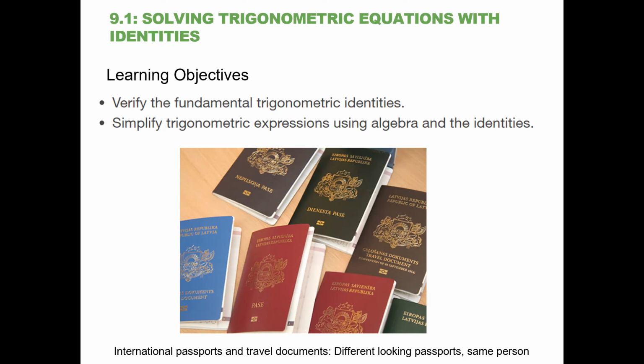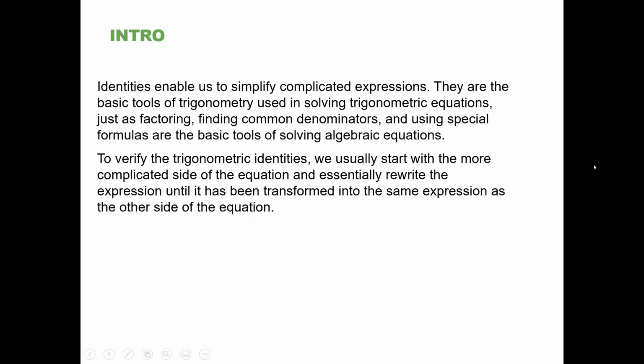And here on this picture, we see different passports, and it says international passports and travel documents, different looking passports, same person. So it refers to some trigonometric expressions that can look different, but in essence, they're the same thing. And so we're gonna explore this in this section, and we're gonna prove that they are the same, even if they look different.